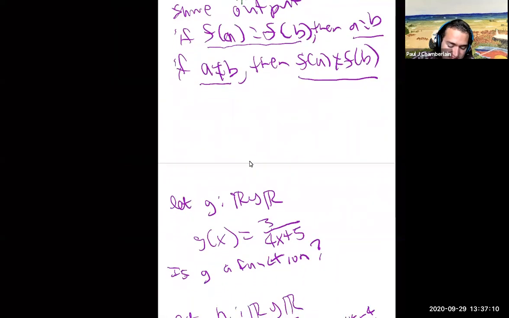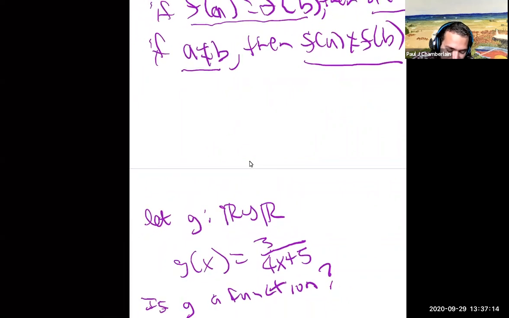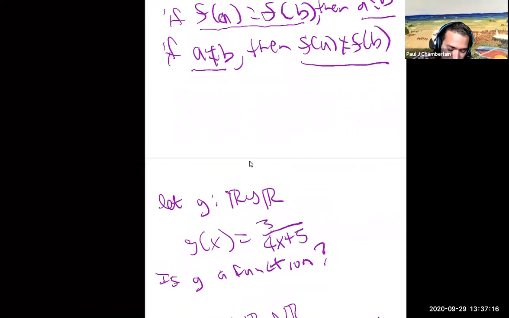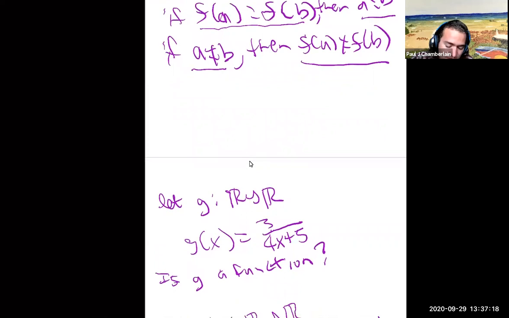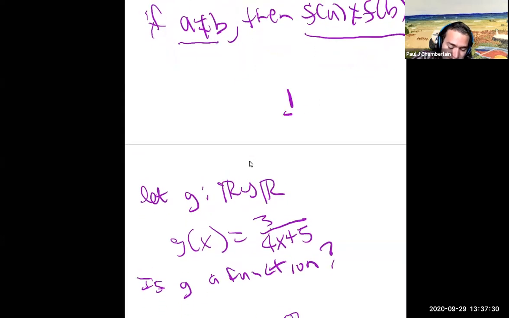So let's consider this potential function here, g of x. We're saying g of x maps from the positive real numbers to the real numbers, and g of x equals 3 over 4x plus 5. Is this a function? You might notice here that it's kind of similar to this idea of 1 over x.